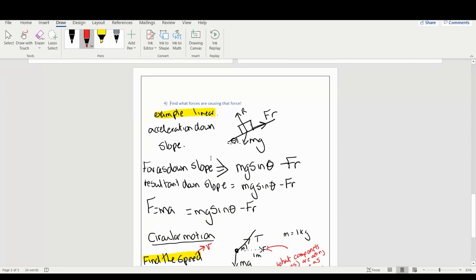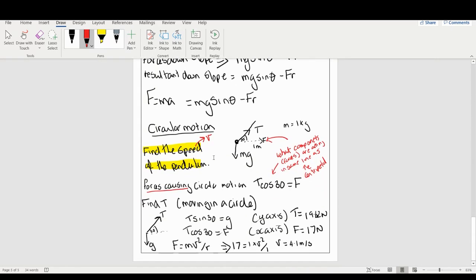So I did a nice linear example. This is not circular motion. This is just F equals ma and stuff we do at first year. I wanted to know the acceleration down the slope. So I looked at all the forces that were acting down the slope, and then I found the resultant, and then I used F equals ma. It is exactly the same for circular motion. I look at what forces are causing the circular motion, and then I try to solve it.